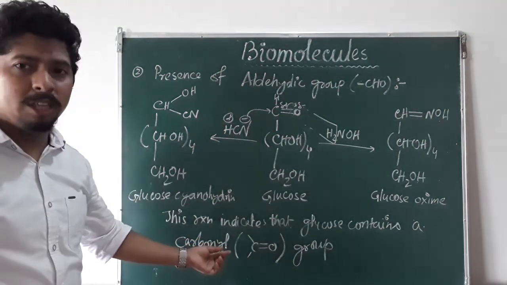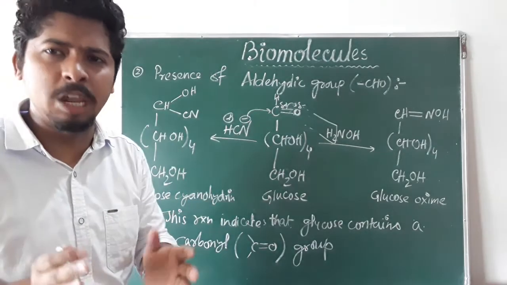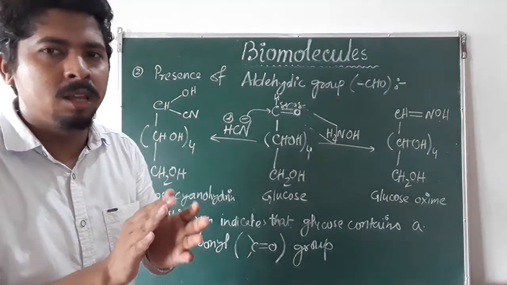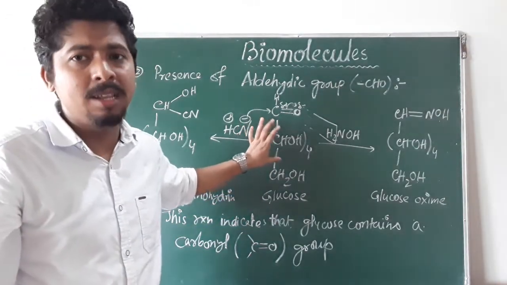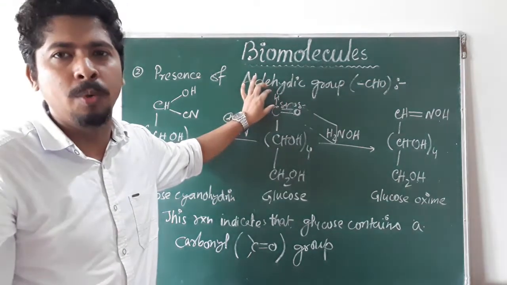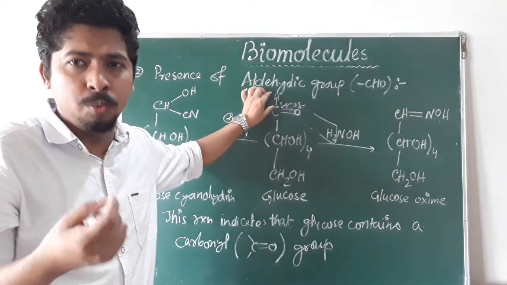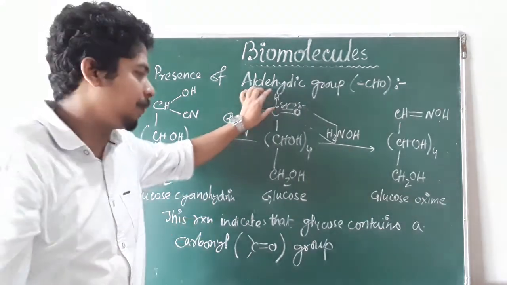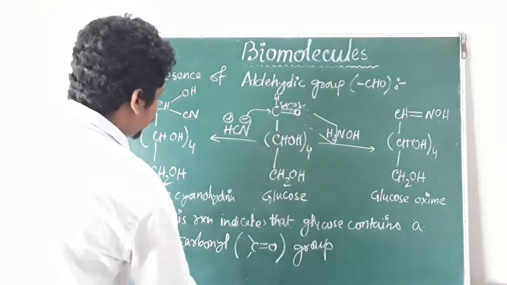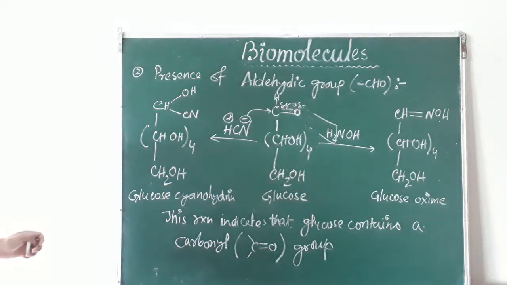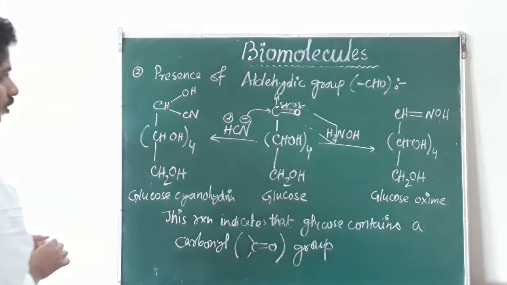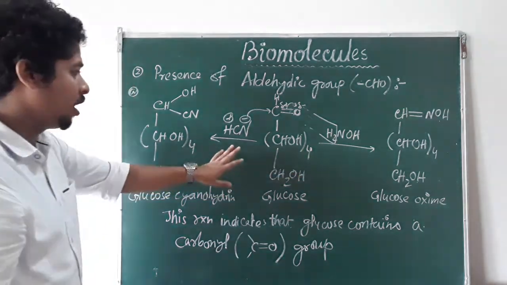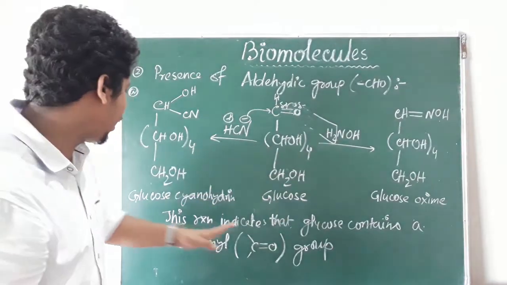Now this carbonyl group may be aldehyde, may be ketone. So we are not confirmed about whether this group is aldehyde or ketone. We have only confirmed that glucose contains a carbonyl group. The presence of the aldehyde group can be confirmed in the next test. So the next reaction is number A. This is glucose; on treatment with hydroxylamine and HCN, it will form glucose oxime and cyanohydrin.